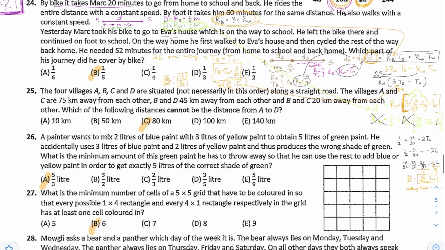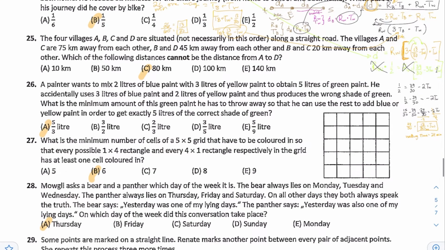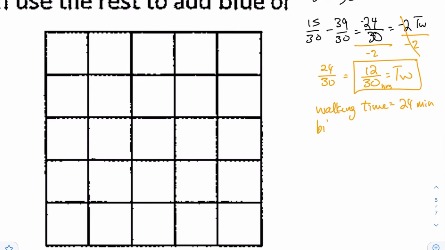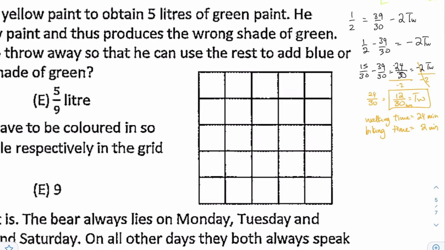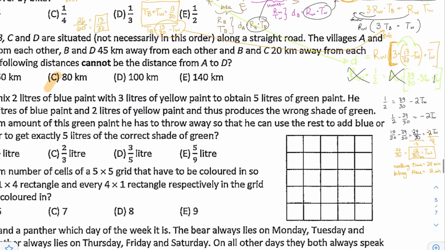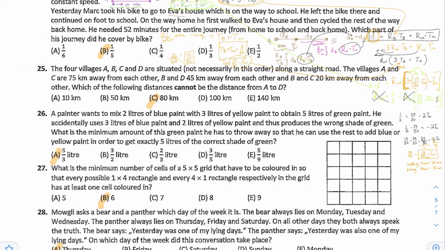And since the whole thing took 26 minutes, that means that the biking time will be just 2 minutes. So this person took 2 minutes to bike and then 24 minutes to walk the entire way. Now that's the ratio in terms of the time. We actually want the part of the journey, the distance that was covered by the bike, not the time.